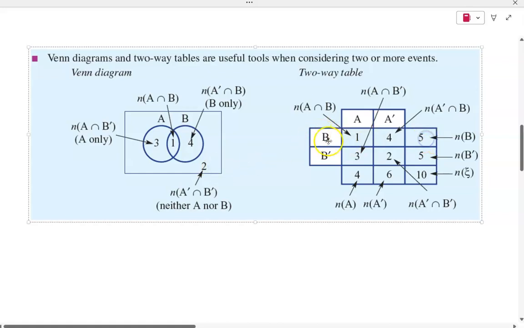So this 5 comes from the total number of people that like bananas. It's the 4 that like bananas only, plus the one that also likes apples. Same with the column here. 4 comes from the 3 plus the 1, the total number of people that like apples, right? And the total is 10 because there were 10 people in that survey, all right?